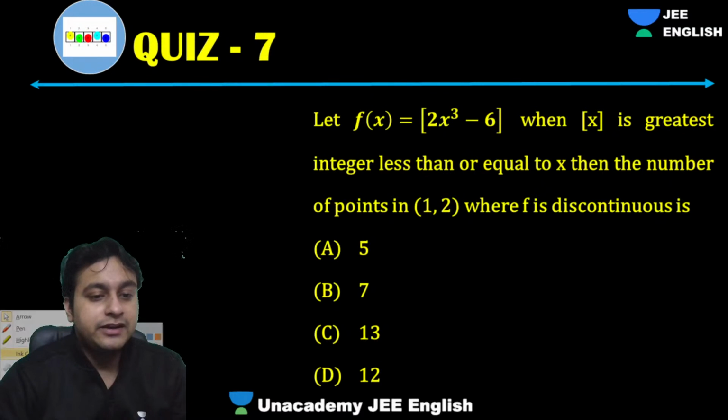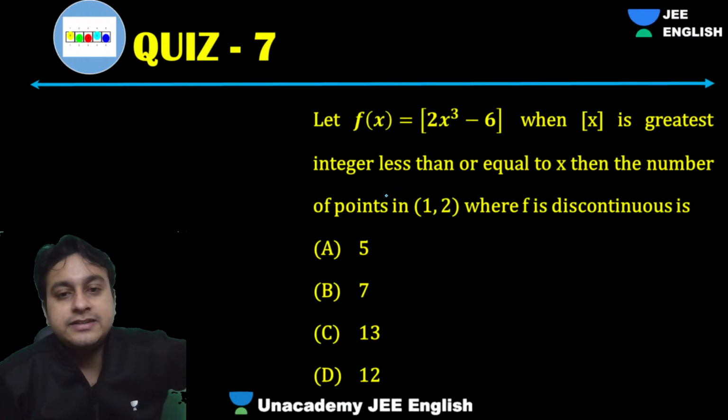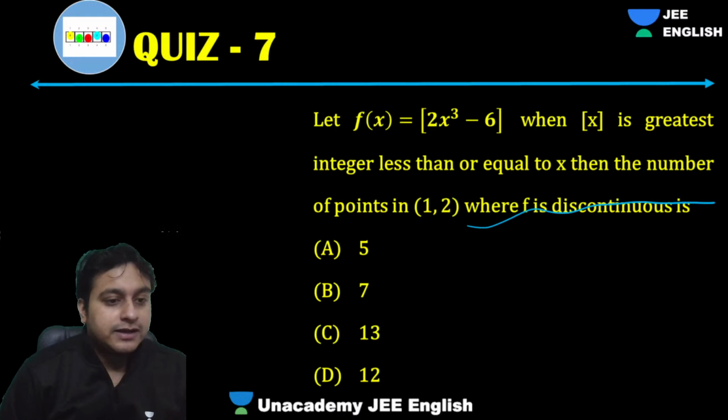Okay, guys. So now we need to find out the greatest. This is box of this thing, which is the greatest integer less than or equal to. Then the number of points in which the function is discontinuous. Come on, guys.